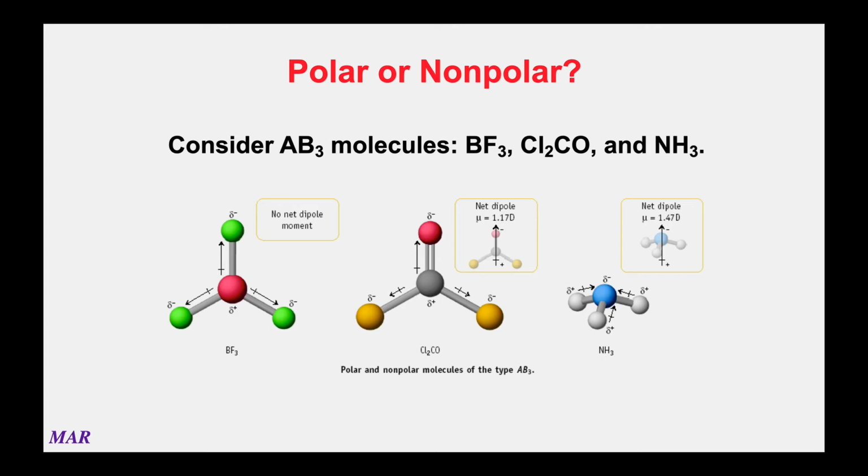So BF3 has very polar bonds. BF is very polar, but because it's symmetric, it's a nonpolar molecule. You would not be able to measure a dipole moment around BF3.